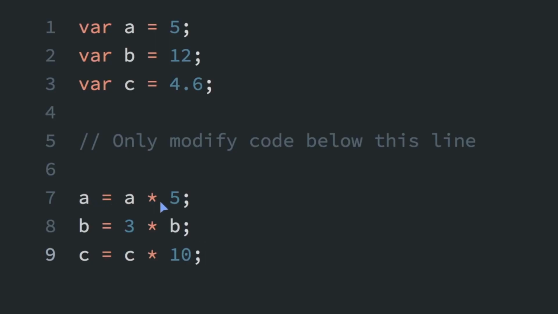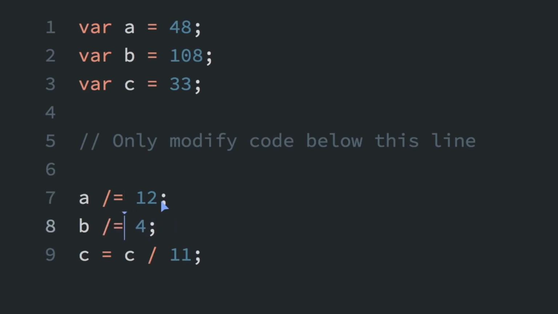Here we have a equals a times 5. Well, we can do the same thing as before. We can shorten this to a times equals 5. So that means the same thing. Here, we can do a times equals 3. And then c equals c times 10. We can shorten this to c times equal 10. And that's another shortcut for JavaScript. And there's also divide equal. So a equals a divided by 12. We can do a divided by equal 12. And then here we can just do divided by equal 4 or divided by equal 11. So another way of just dividing the variable by a new number and assigning that answer to the variable.